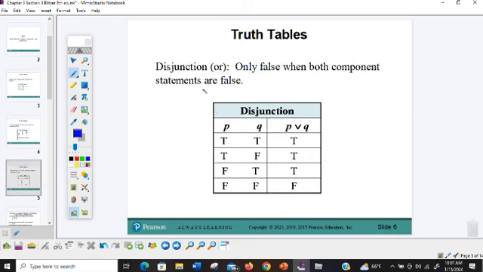Now the next truth table is called a disjunction. This symbol means or. So set it up for P, true, true, false, false. Q, true, false, true, false. Now, is one or the other true? Well, here they're both true, so that's true. Here, one of them is true, one or the other, so that's true. Here, one of them is true, one or the other, so that's true. The only time you get a false is when neither is true.